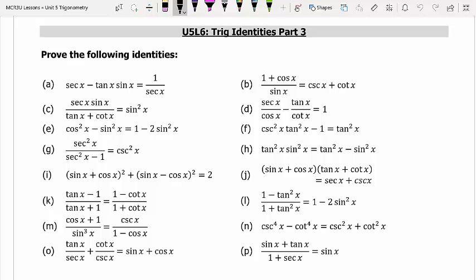Unit 5, Lesson 6, Trig Identities, Part 3. So for this lesson, you are solving all of the following questions.